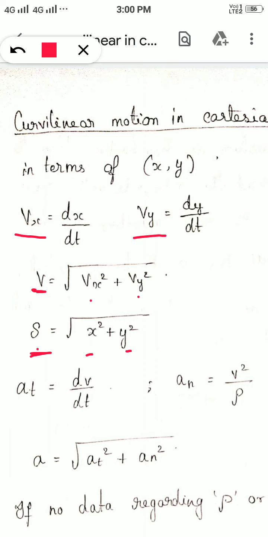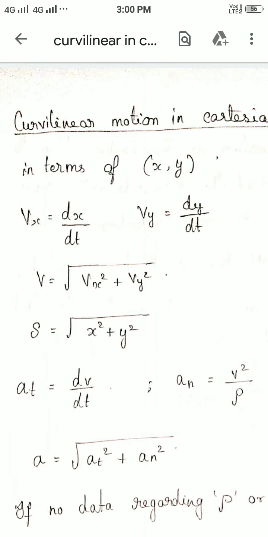Then there comes the acceleration. This is your tangential acceleration and this is your normal acceleration. Two formulas are there to calculate that. To calculate the tangential acceleration, at is equal to dv divided by dt. Normal acceleration will be equal to v square divided by rho. This rho is equal to r in some cases, that is, whenever in the question they give you the radius, you can substitute the radius in terms of rho. To calculate the whole acceleration, a is equal to the square root of at square plus an square.